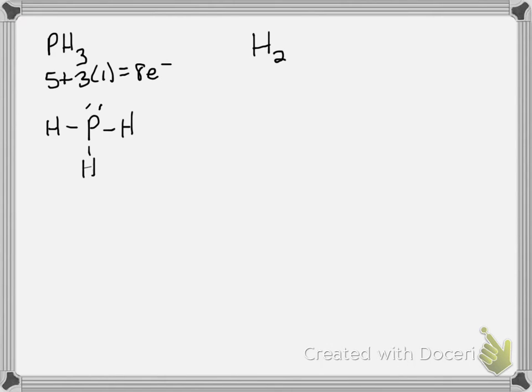Last one is H2O. You must be able to do the electron dot diagram for water. You cannot leave chemistry without being able to do that, knowing some things about water. So we've got 2 hydrogens, 1 each, plus 1 oxygen. That gives us a total of 8. Central atom's going to be oxygen.